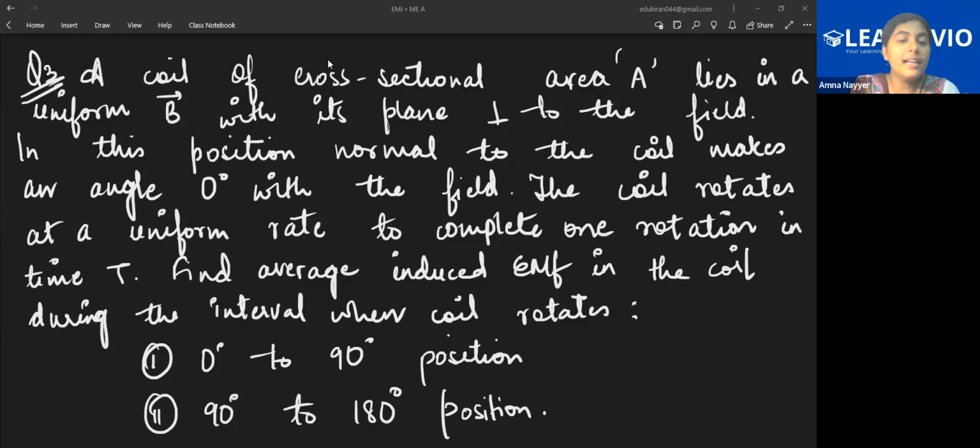So this says that a coil of cross-sectional area A lies in a uniform magnetic field with its plane perpendicular to the field. In this position, the normal to the coil makes an angle 0 degree with the field. The coil rotates at a uniform rate to complete one rotation in time t. Find the average induced EMF in the coil during the interval when the coil rotates from 0 degree to 90 degree position, and second one 90 degree to 180 degree position.